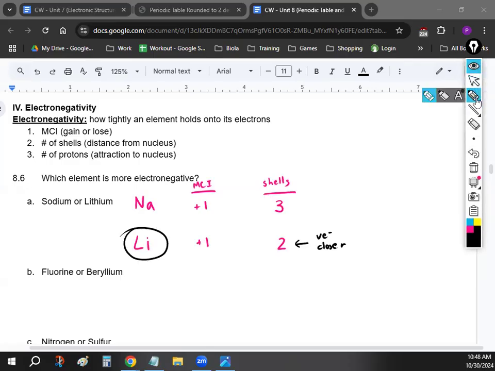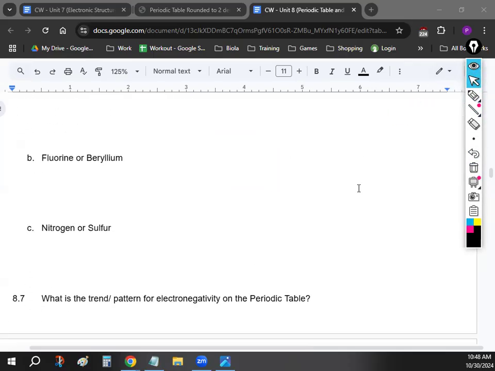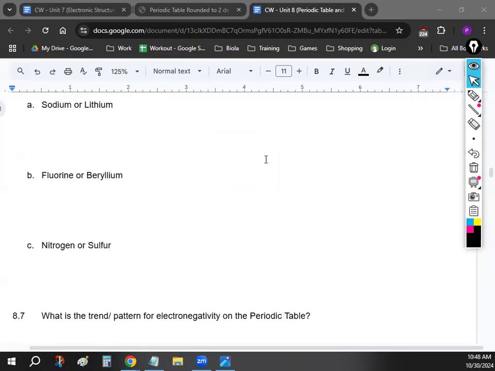All right. I want you guys to try parts B and C on your own. Okay, part B and C. Which one is more electronegative, fluorine or beryllium? And then compare nitrogen or sulfur.